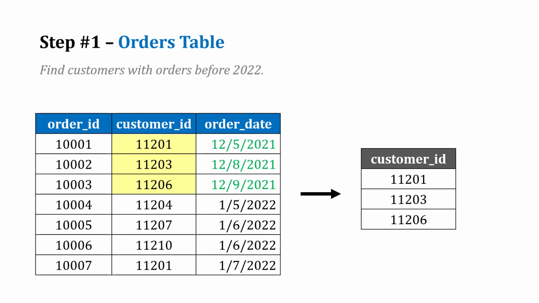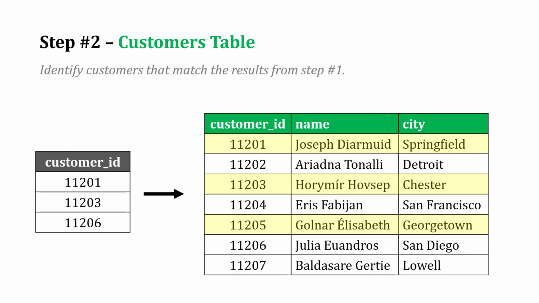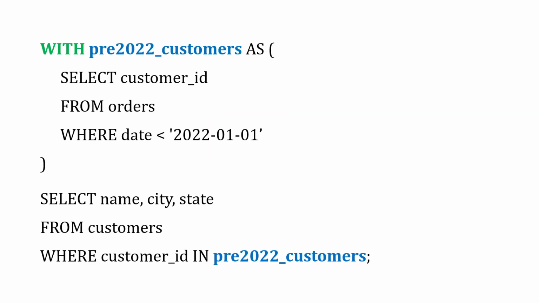To explain this in more detail, here's my orders table. I'm pulling out or identifying customers with orders before 2022. I get these results. And then I use the results to help me with step number 2, identifying customers that match the results. Now, as I have multi-step statements like this, CTEs can be really helpful to break down the complexity. And so here's what this could look like.